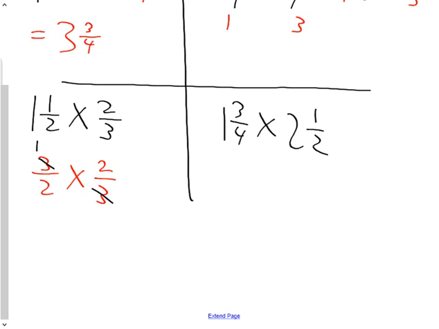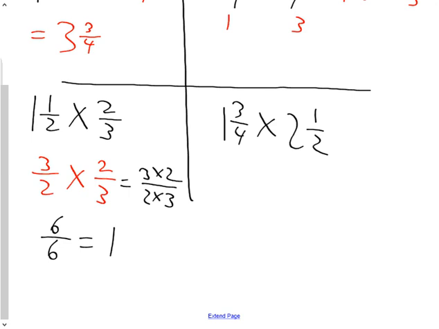3 over 3 will become 1 over 1. 2 over 2 will become 1 over 1. And when you figure it all out, what's your answer going to be? 1 over 1, which is just 1. Now, if you didn't cross-reduce, it's no big deal, because you could just take 3 times 2 over 2 times 3, and you get 6 over 6, which in lowest terms is just equal to 1.